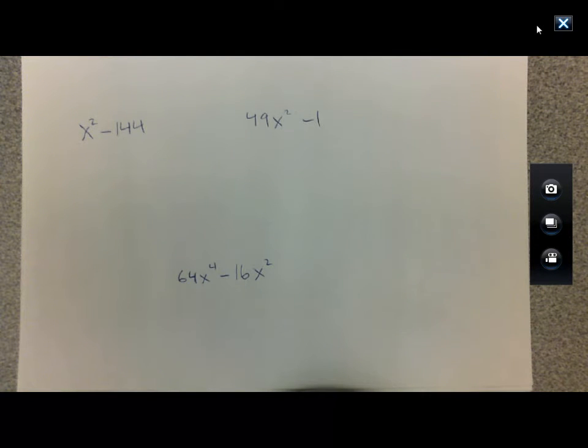What's 7 times 7? What's 4 times 4? What's 5 times 5? What's 6 times 6? So knowing those perfect squares speeds up the process. It makes things a lot less tedious.